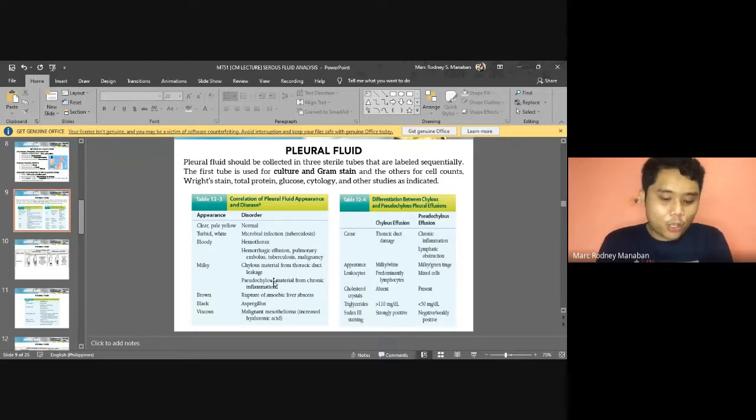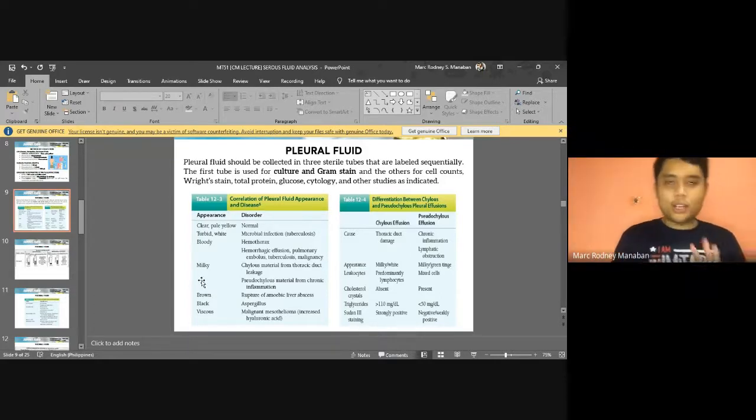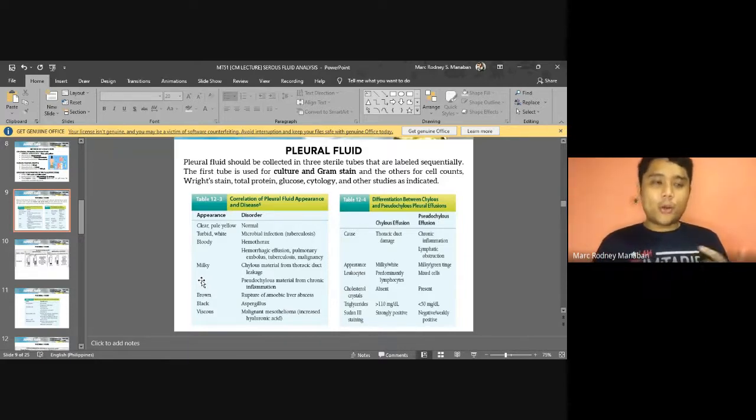So we have to differentiate, of course, your chylous and pseudochylous. When we say chylous, the appearance is milky. Now, this milky appearance can be caused by two different causes. It could be chylous or pseudochylous. Chylous is caused by thoracic duct leakage or trauma, where the lymphatic vessel was torn or damaged and lymph fluid was introduced into your pleural fluid or serous fluid. Whereas pseudochylous effusion is more on chronic inflammation or lymphatic obstruction. So it's not more on leakage. All right. So again, chylous has lymph leakage, whereas pseudochylous is more on chronic inflammation.